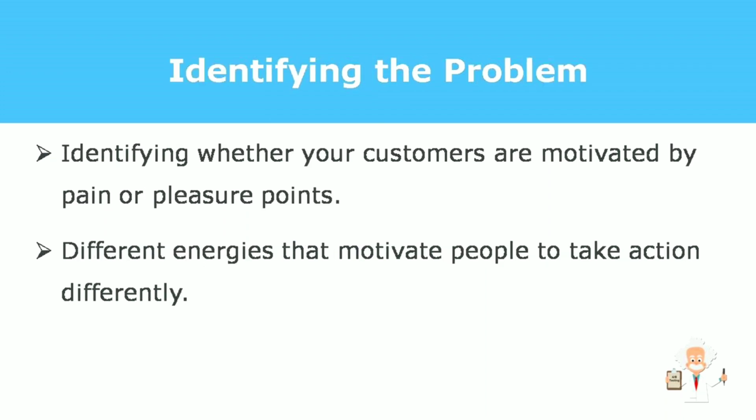The next part after you have established an introduction is to identify the problem that your readers may face. The effective way to do it is by identifying whether your customers are motivated by pain or pleasure points. By identifying these kind of points, you can answer the question, are they qualified for my product? These points have different energies that motivate people to take action differently, so you need to understand what makes your customers tick, and more importantly, what makes your customers buy.